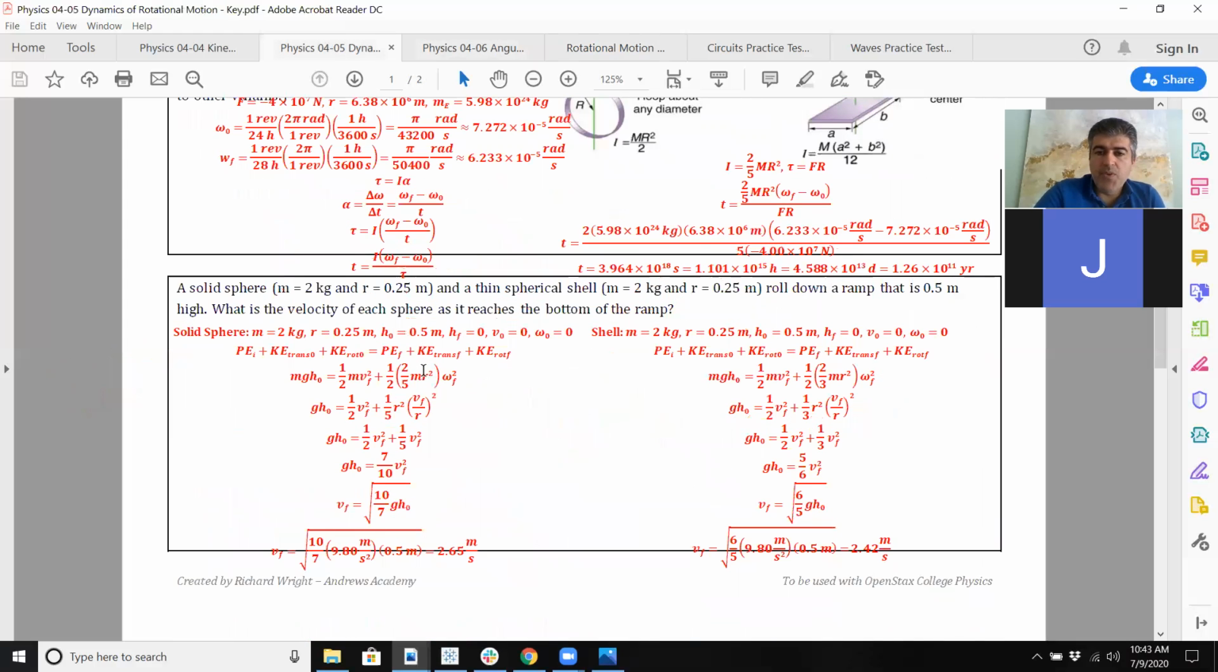And we looked at conservation of energy. And we saw that the solid sphere had a faster velocity than the thin sphere. And that's mainly because the solid sphere actually had a lower inertia. Remember, inertia is like resisting your motion, right?